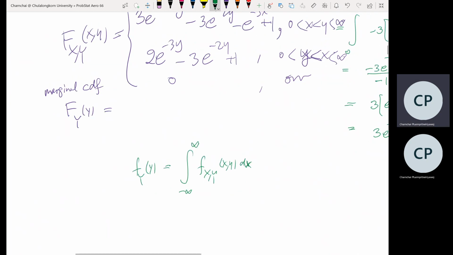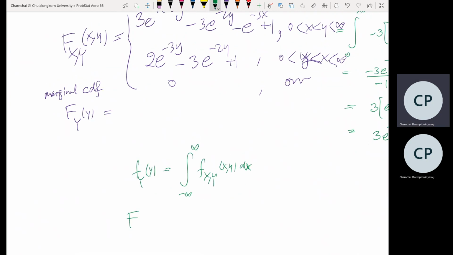However, if we want to find f of y, how is it related to the joint xy?